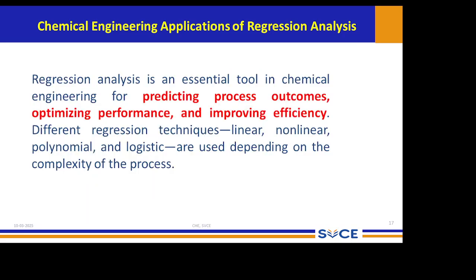Coming to the understanding of regression analysis, it is an essential statistical tool in chemical engineering for predicting the process outcome, optimizing the performance, and improving the efficiency. Different regression techniques like linear, non-linear, polynomial, logistic, and partial least squares regression are all available, and the examples we have already seen are used depending on the complexity of the process.